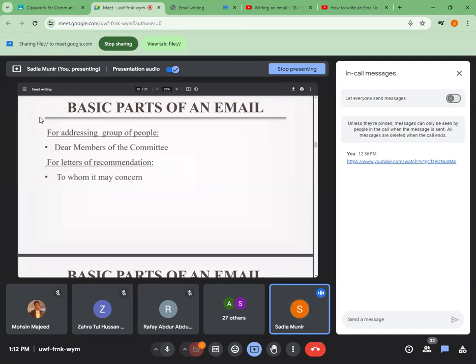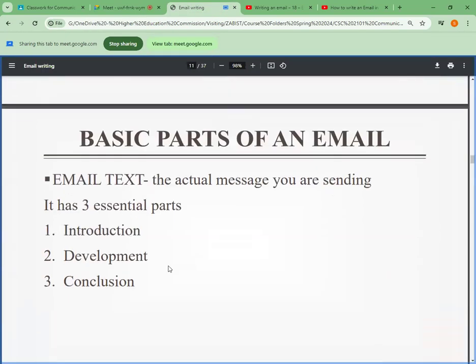And sometimes आपको पता नहीं होता कि ये email कौन कौन पढ़ने वाला है, तो आप ये लिख सकते हैं: Dear concerned parties, To whom it may concern. So इस तरह की चीजें, इस तरह के expressions you can put in your email.